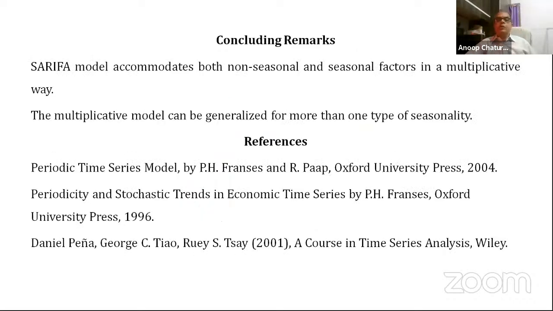So here are some concluding remarks. The seasonal autoregressive integrated moving average model accommodates both non-seasonal and seasonal factors in a multiplicative way. And this multiplicative model can be generalized for more than one type of seasonality also. Here we have considered just one type of seasonality, a seasonality with period S. But sometimes in applications, you may have more than one type of seasonality. Although in those cases, estimating the coefficients becomes more tedious, more difficult.